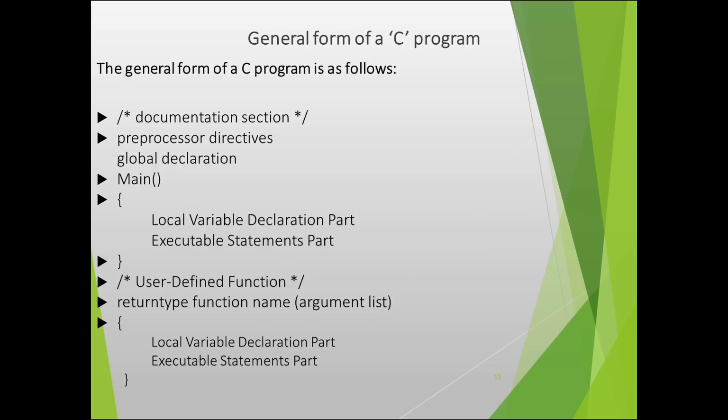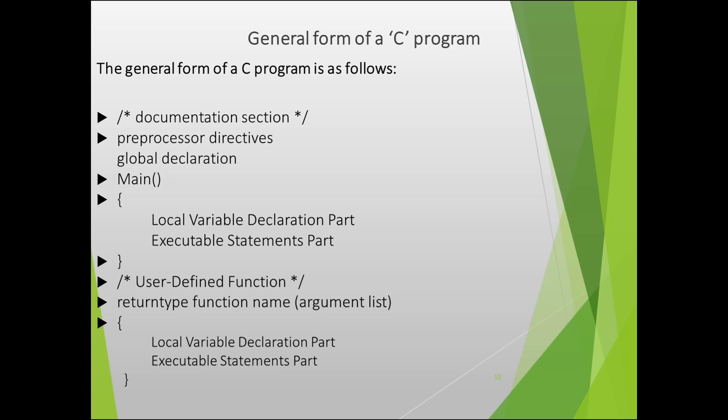The general form, or the general structure, of the C program: documentation section, preprocessor directives, that is #include <stdio.h> or #include <stdlib.h>, #include <string.h>, and so on. Then global variable declaration and the main function section, which has two parts: the local variable declaration part and the executable statements part.